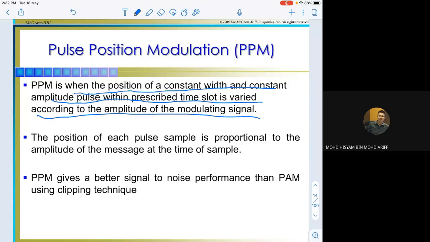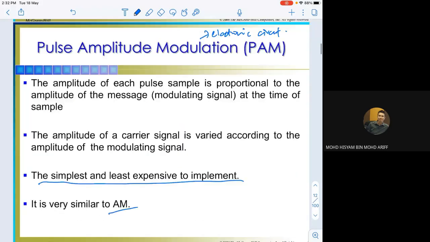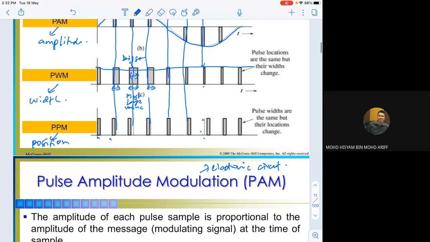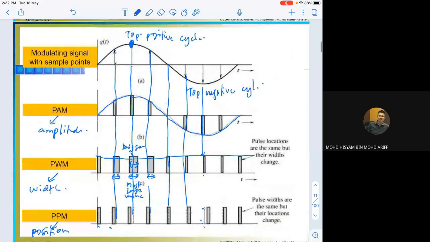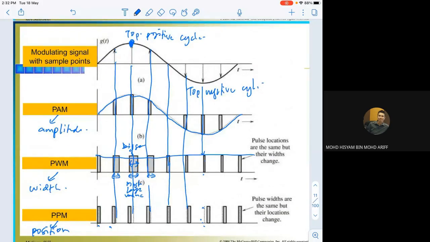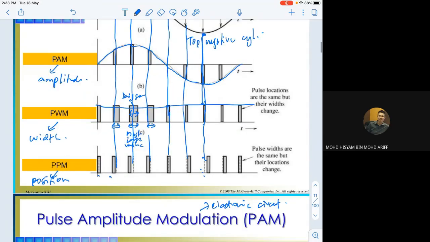You don't understand, right? We go back here, you see something very simple. When the top positive cycle, it moves to the left from the original sampling, and then for the top negative cycle here, you can see the signal moves to the right. It's okay. After this, when I give you an example, then you will understand.